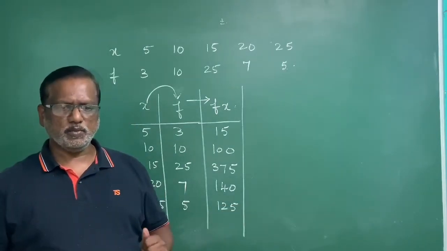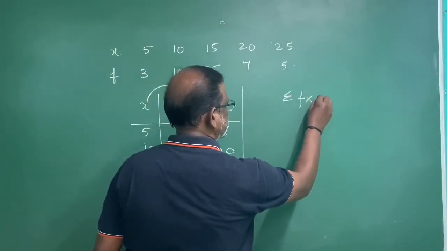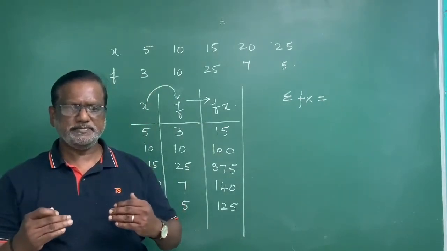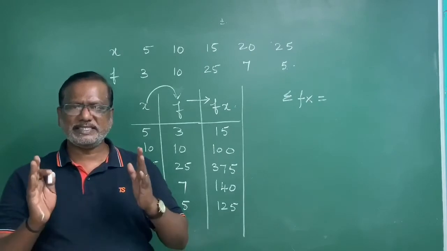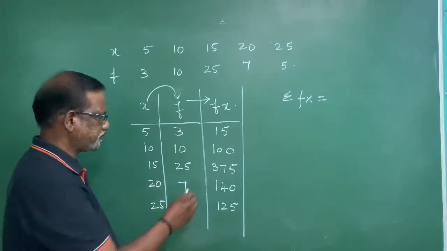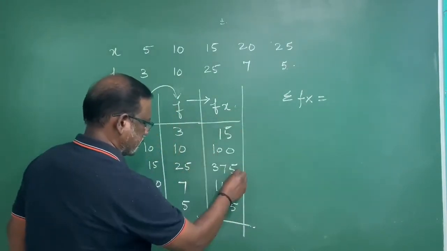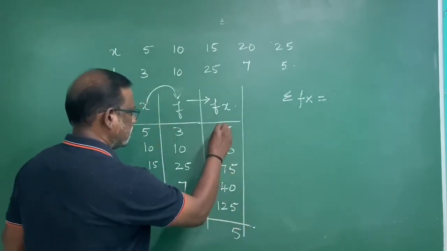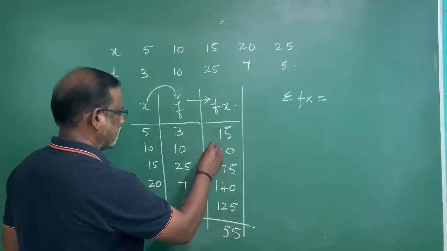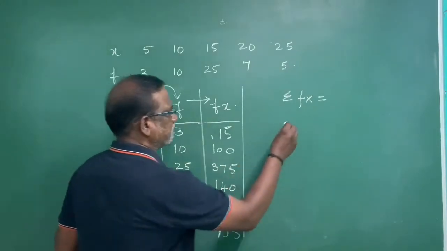Now our work, you have to find sigma fx. Already we mentioned sigma stands for sum. We have to add all these values. The total is 755.